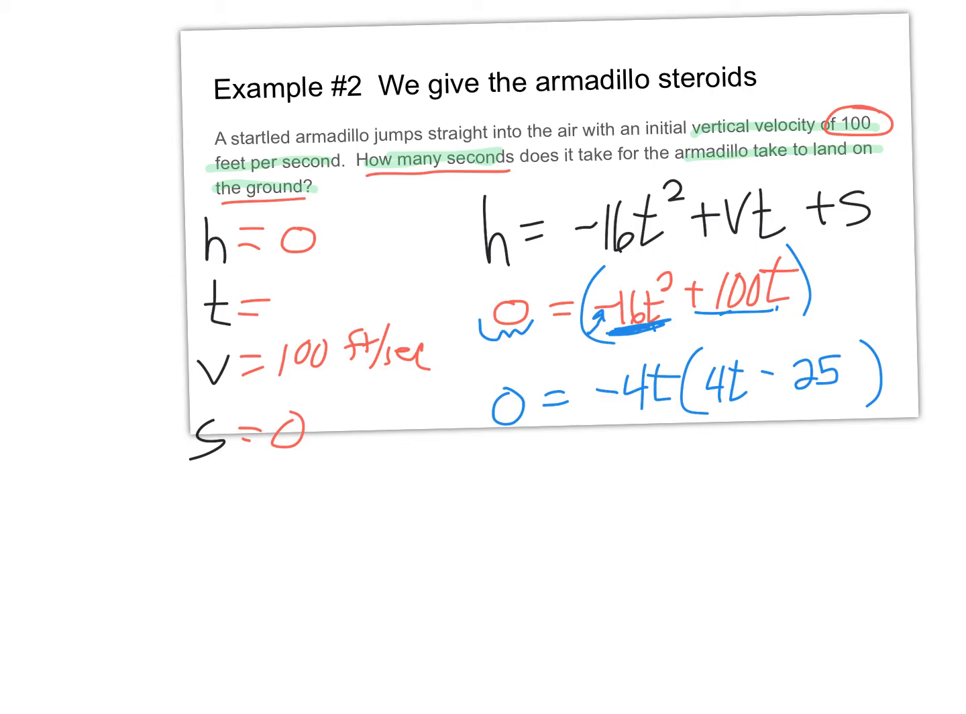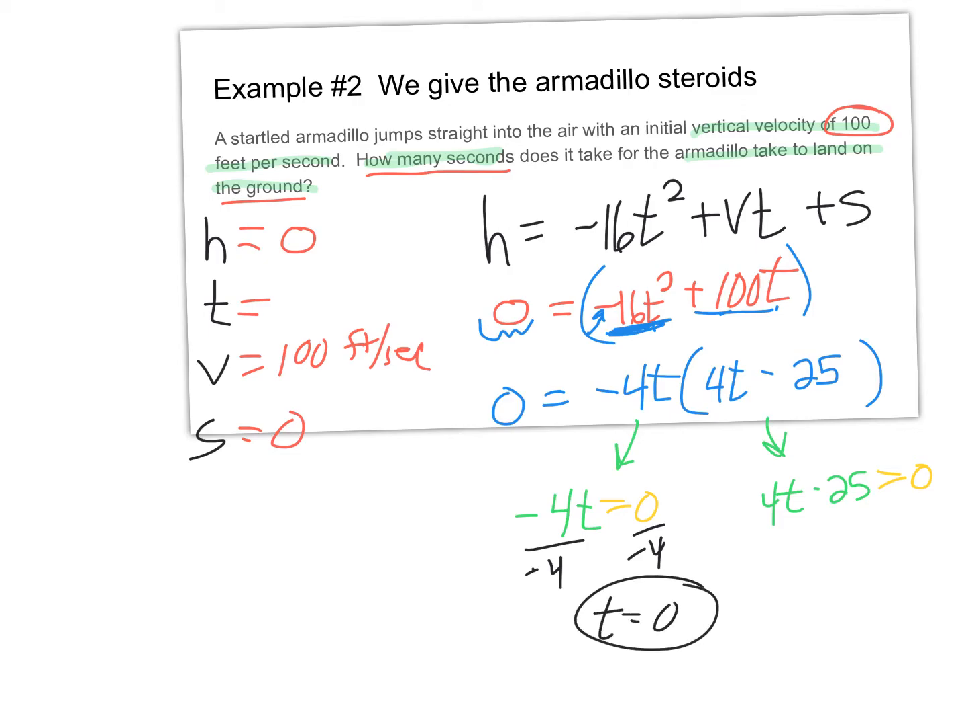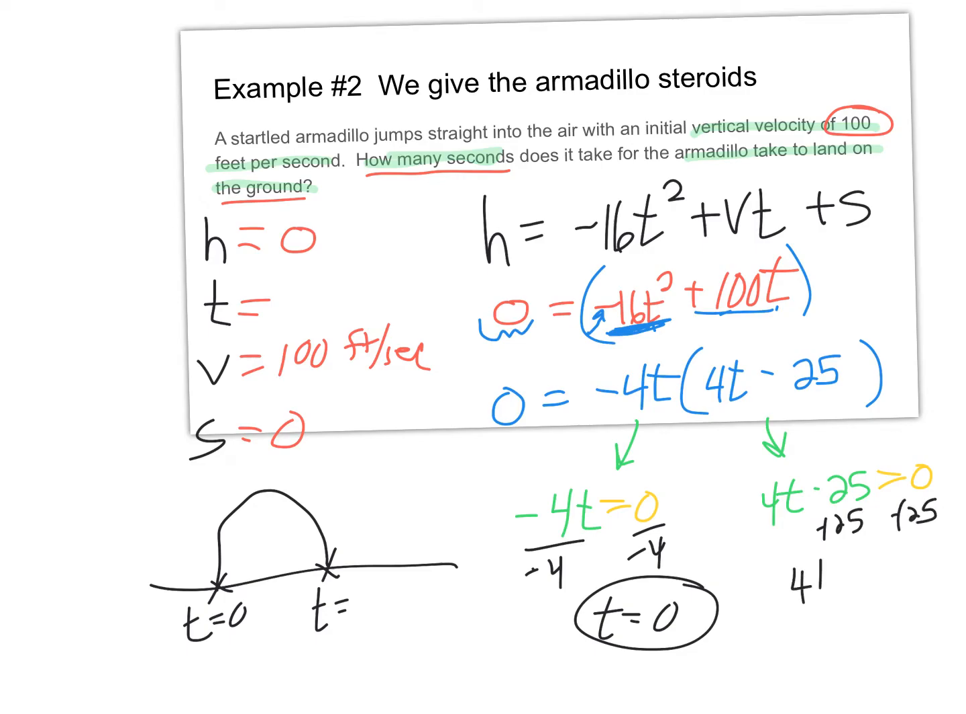Alright, so now that we factored completely, we pull the pieces apart. Negative 4t, 4t minus 25. Set the pieces to 0. Solve your equation. So divide by negative 4. So again, t equals 0. We already knew that, because in the big scheme of things, here's our armadillo, jumped into the air. When he started, he was on the ground. We're trying to figure out this other half. So we're going to add 25. So 4t equals 25. Divide by 4. So t is equal to.